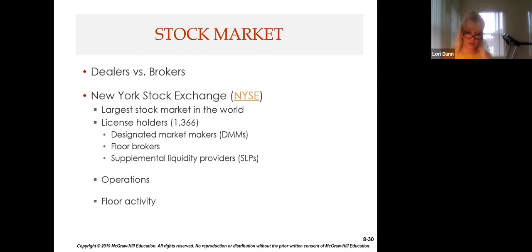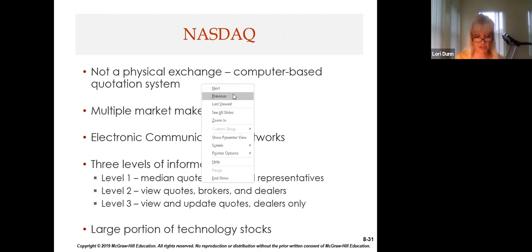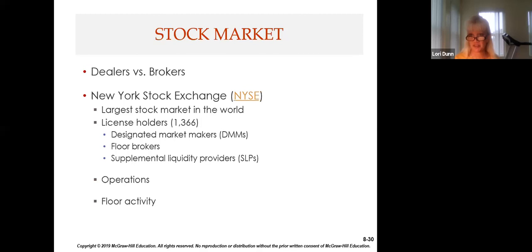The different types of license holders are what we call designated market makers, floor brokers, and supplemental liquidity providers. So first, let's talk about them and make sure we understand what they are. Designated market makers, DMM. Sometimes they just call them market makers. These are dealers of a particular stock. So they're assigned a stock and they're constantly posting on the computer screens, bidding and asking prices. And you'll see in our video, they're also there to manage market volatility by purchasing or selling stocks.